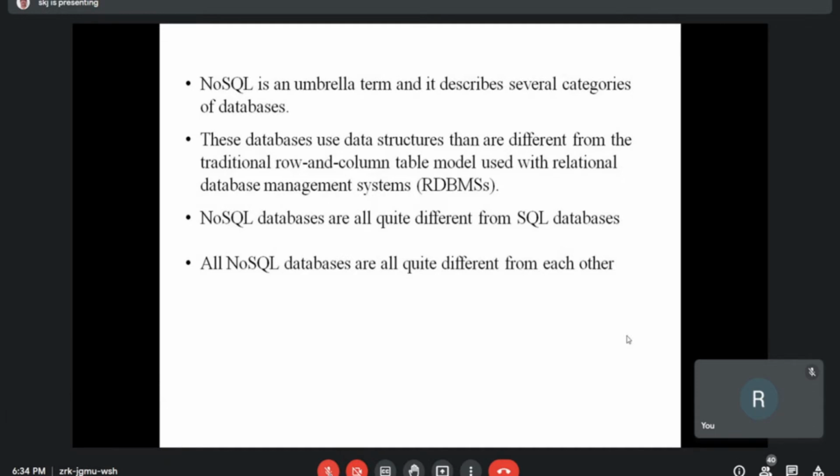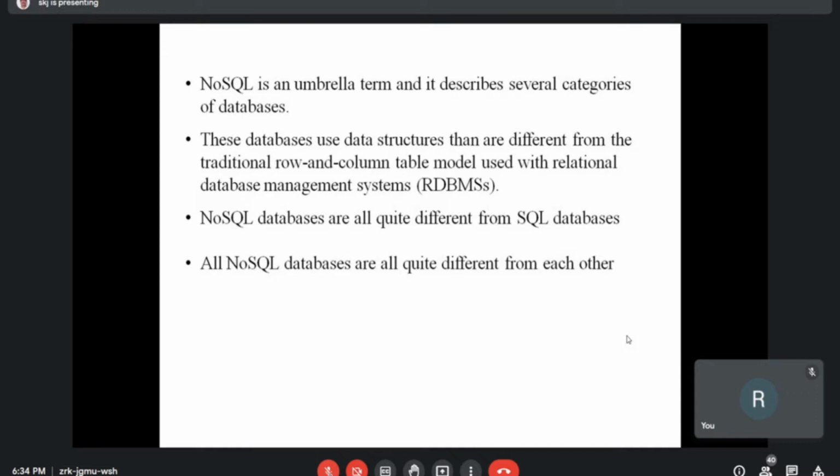Okay. So you will see here column-based database, columnar database, key-value database, like that. We will see those categories here. These databases use data structures that are different from the traditional row and column table model used in relational database management systems. NoSQL databases are all quite different from SQL databases. All NoSQL databases are also quite different from each other.